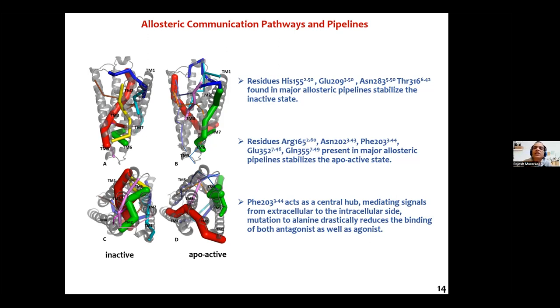And we also found that these residues are present in the major allosteric pipelines of the active state of the receptor. One of the residues is phenylalanine 203, which in the literature is reported to act as a central hub and mediate the signal from the extracellular to the intracellular side. Mutation of this residue was found to reduce both the binding of antagonist and agonist. So what does that mean? This phenylalanine is acting as an allosteric hub, or central hub, for both the active state and inactive state of the receptor.